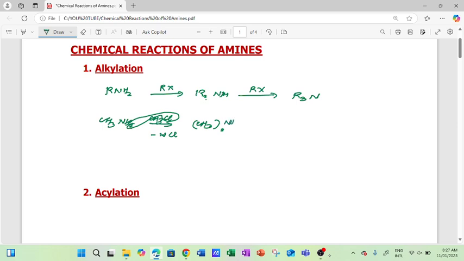(CH3)2NH. Again, it reacts with another molecule of CH3Cl. The same way the reaction takes place. This hydrogen gets eliminated with this chlorine as HCl and we get (CH3)3N, which is tertiary amine. After that, there is no further reaction because of the absence of a hydrogen atom on the nitrogen atom. So you need to study it like this. Alkylation is a conversion of primary to secondary and then to tertiary.